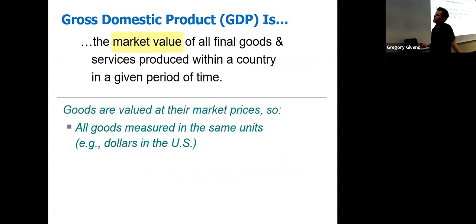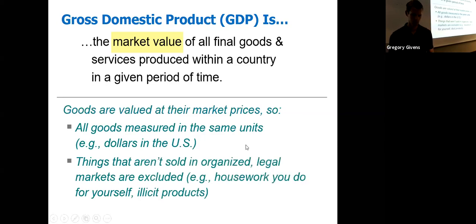All right, so that's the main point there, is that goods are valued at their market prices. And so the way we can compare the market value of all these different goods and services is we just sum up the actual market prices as observed between buyers and sellers, which is why we can express GDP in terms of a single dollar value. Okay, now there's a big implication of this result, and that is that things that aren't actually sold in organized legal markets get excluded from our measure of GDP, okay?